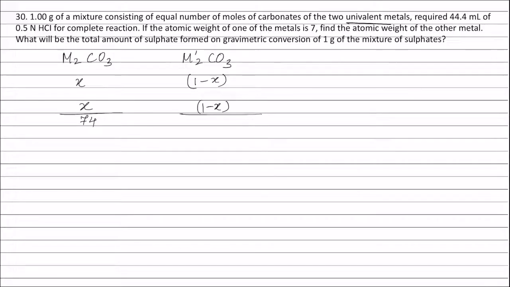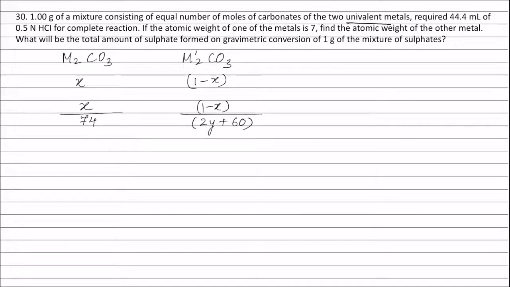Now atomic weight of the metal M' is not given. Let it be Y. Therefore, molecular weight of M'2CO3 will be 2Y plus 60. 60 is the weight of carbonate ion. Now number of moles of carbonates is the same. The valency factor for the carbonates is same. Therefore, equivalence of the two carbonates is also same.